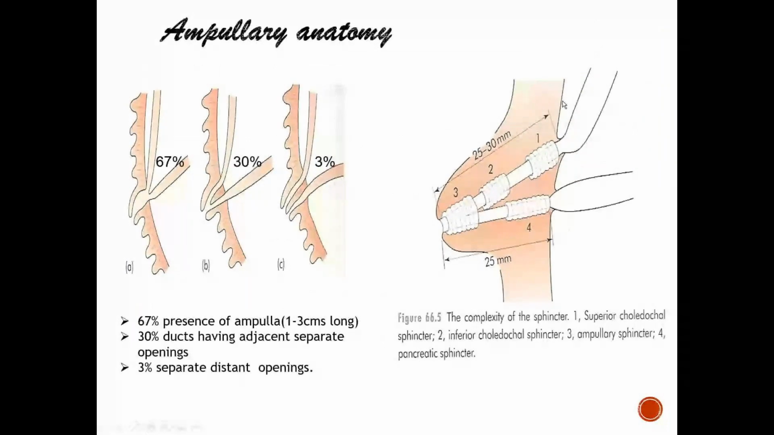Now, how does the duct open? It opens at the ampulla, and the ampullary anatomy is important. This part of the anatomy we have already talked about when we talked about the CBD. If you remember, the proximal and the distal choledochal sphincters, the common ampullary sphincter, number 3, and this is the pancreatic sphincter, right? Now, in 67% of cases, you have what is known as the typical ampulla, 1 to 3 centimeters long. In 30% of cases, you would have openings adjacent to each other, and in 3%, you will have distant openings. That means you'll have two ducts opening absolutely separately in the region of the ampulla, right?